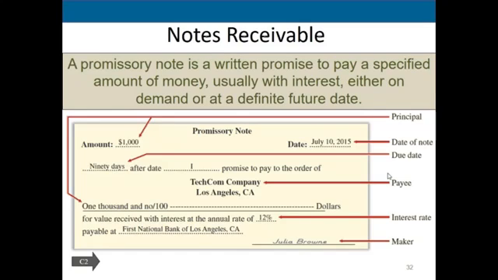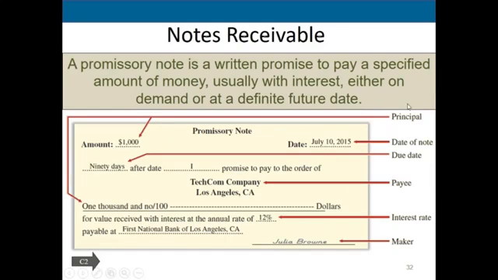For example, if a customer comes to us 30 days after they bought something, they were supposed to pay us within 30 days, and they come to us and say, you know what, I'm just not going to be able to pay it, I don't have the money right now. Can I pay it over time? Can I pay it 3 months from now? That's what we're talking about here. We convert the accounts receivable into a note receivable, and we say, sure, you can pay us in 90 days from now, but you're going to have to pay us interest on the money.